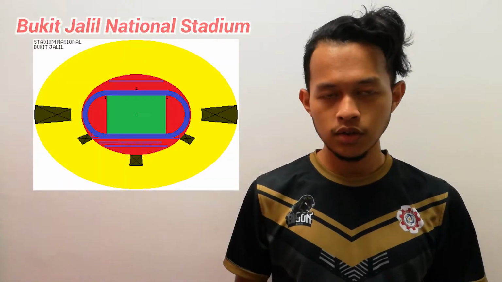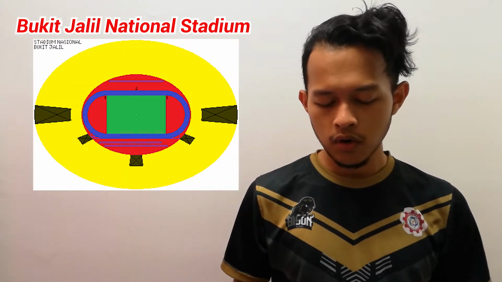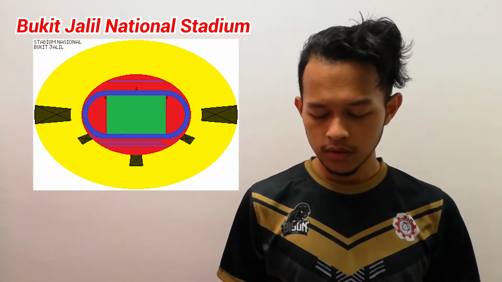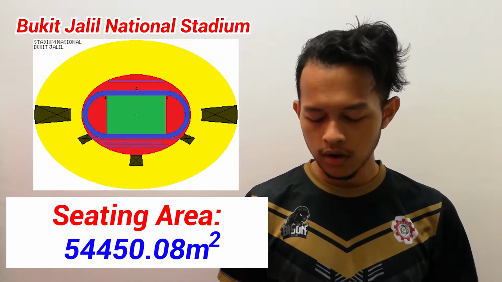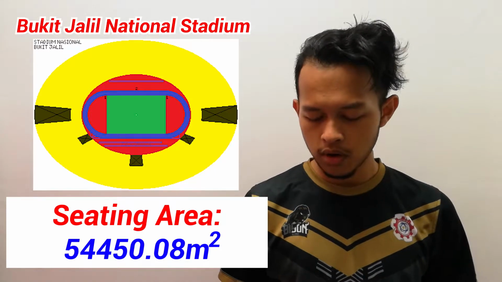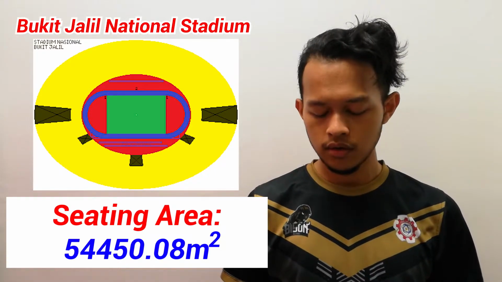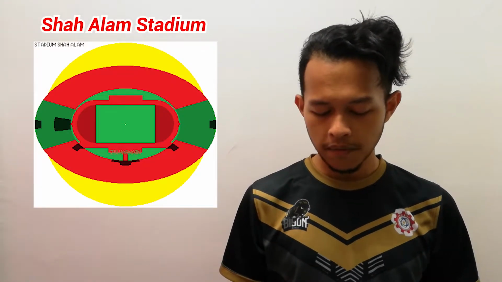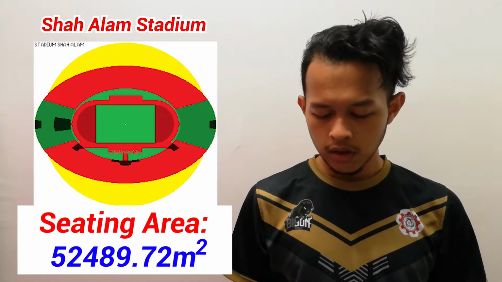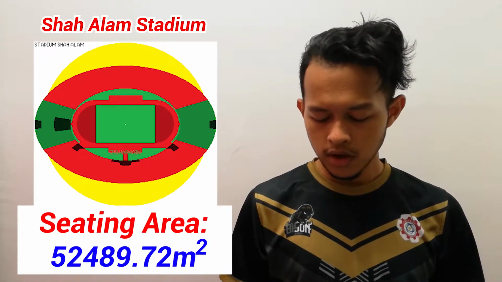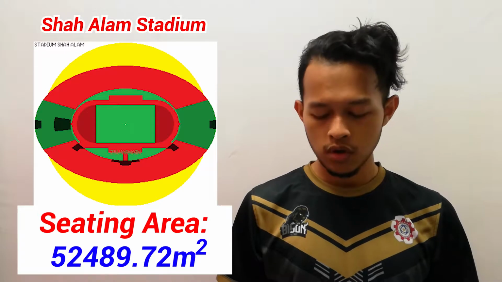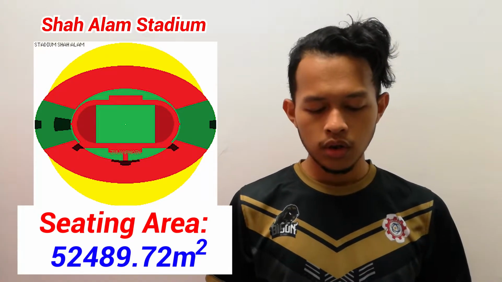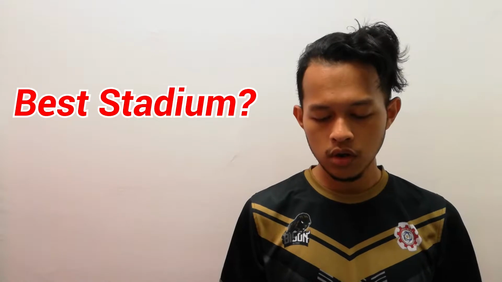First, the Bukit Jalil National Stadium. The seating area for Bukit Jalil National Stadium is 54,450.08 meters square. Meanwhile, the second option is Shah Alam Stadium in Selangor, which has a seating area of 52,489.72 meters square. So, the next part is to examine which stadium is best for our event.